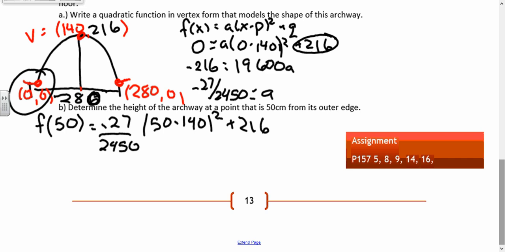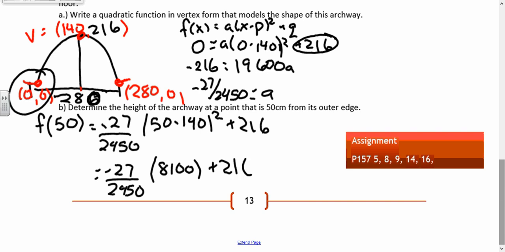I also want to draw attention to the fact that it makes sense that our a value is negative because this archway should be opening downwards. So always make sure to take a second to see if your answer makes sense. So negative 27 over 2,450 times 8,100 plus 216 should leave us with an approximate value of 126.7 centimeters. Everything else in the question is to the nearest whole value. Therefore, we will also go to the nearest whole value, 127 centimeters.